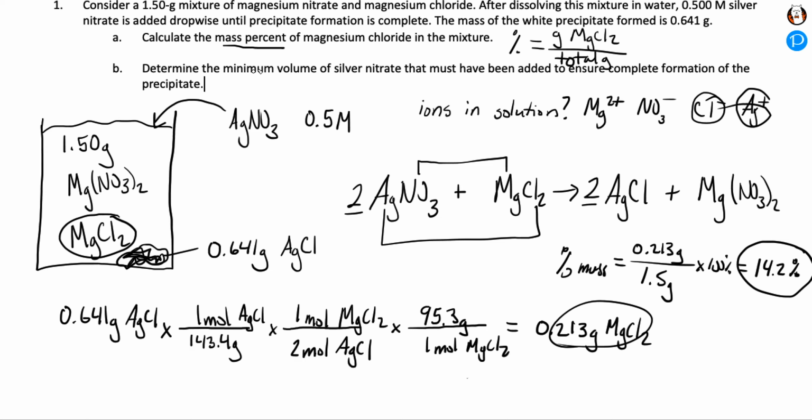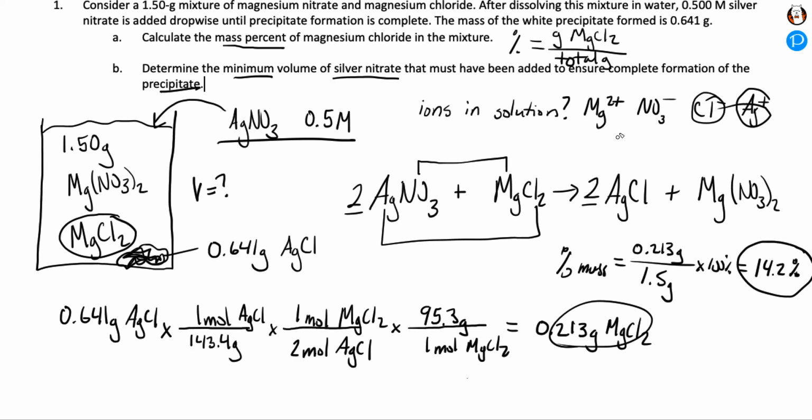The second part: determine the minimum volume of silver nitrate that must have been added to ensure complete formation of the precipitate. So we were adding this in until all of the chloride ions basically reacted to make this. And the question's asking, what volume did we use of this 0.5 molar solution to react all those chloride ions?